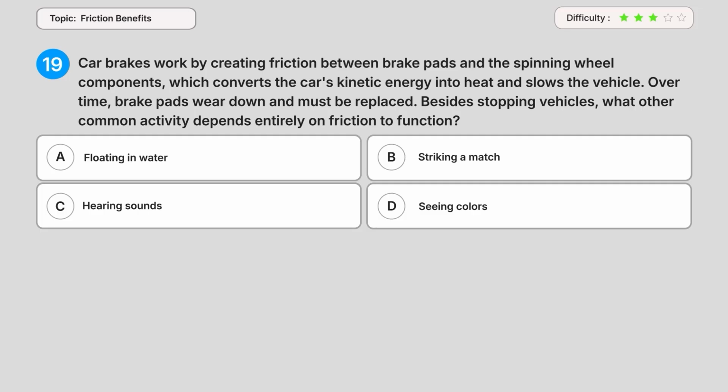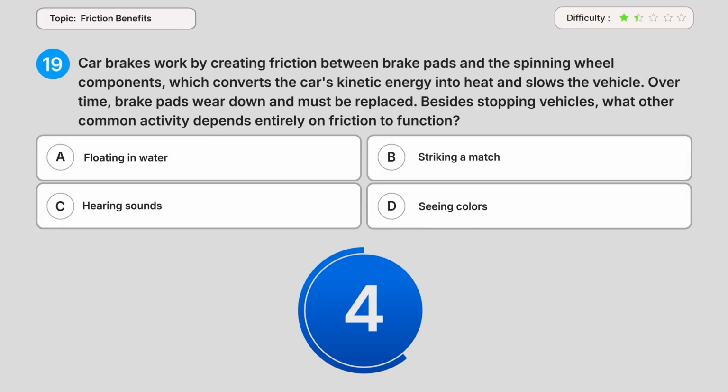Besides stopping vehicles, what other common activity depends entirely on friction to function? A. Floating in water. B. Striking a match. C. Hearing sounds. D. Seeing colours. What do you think is the answer?